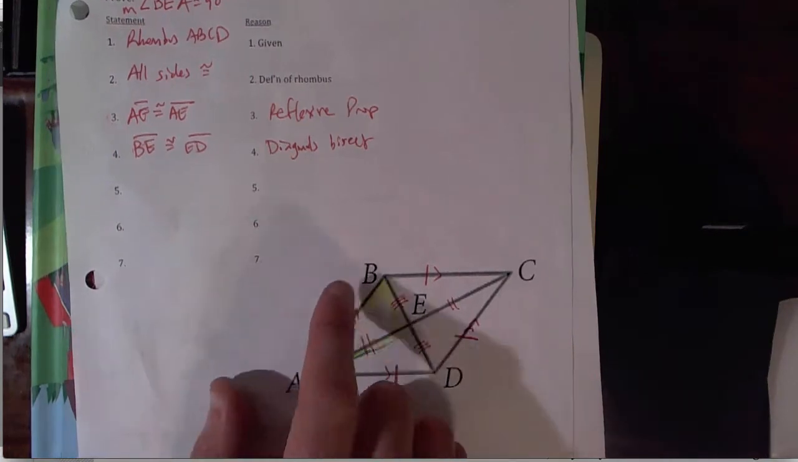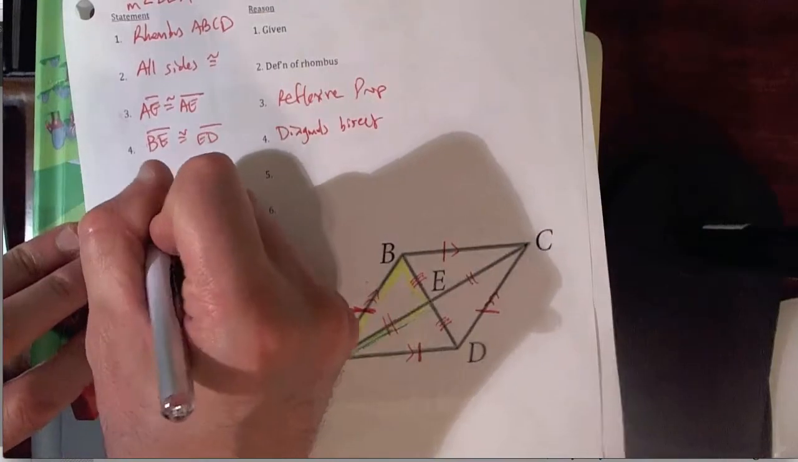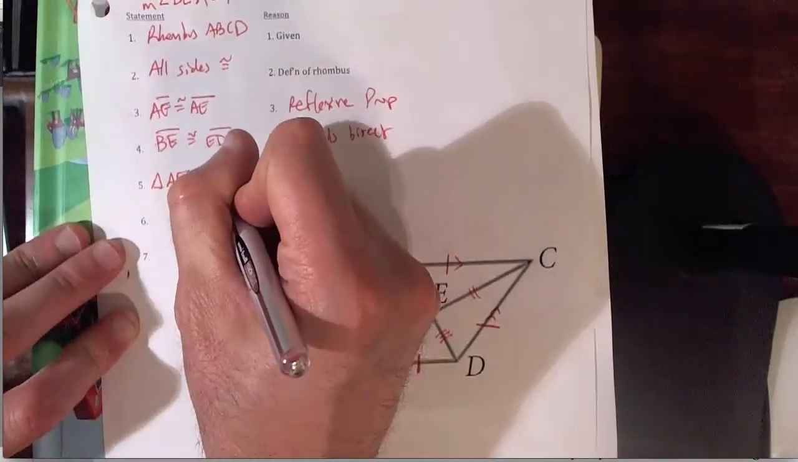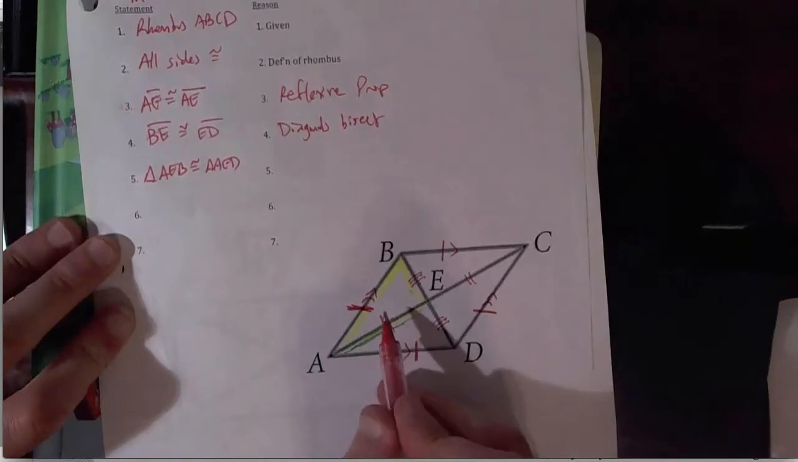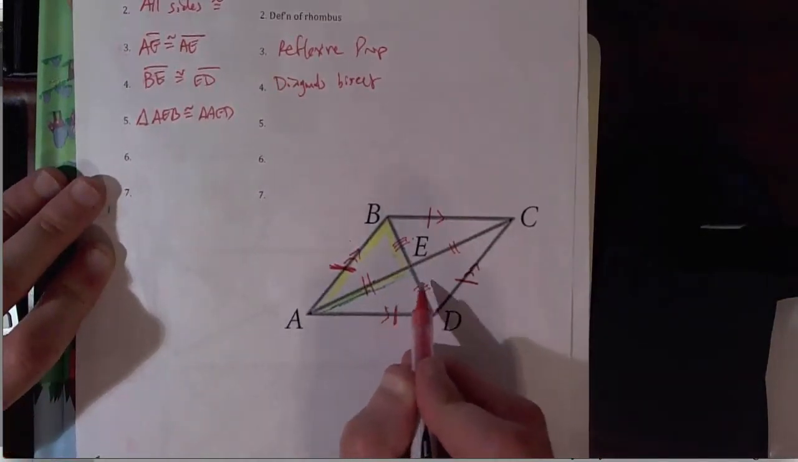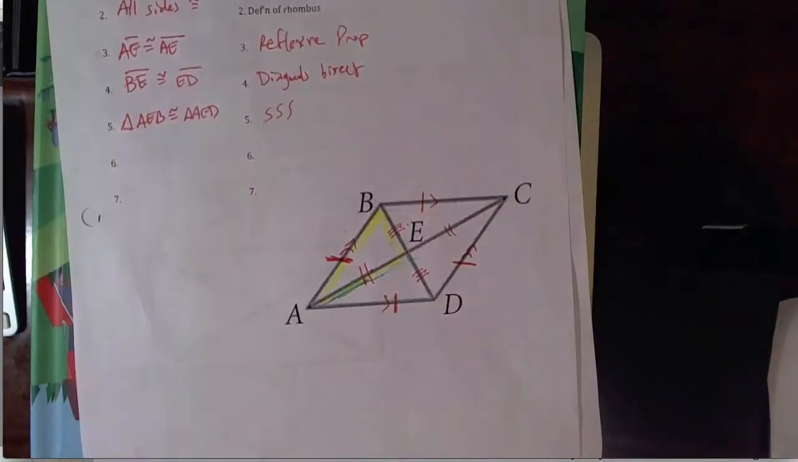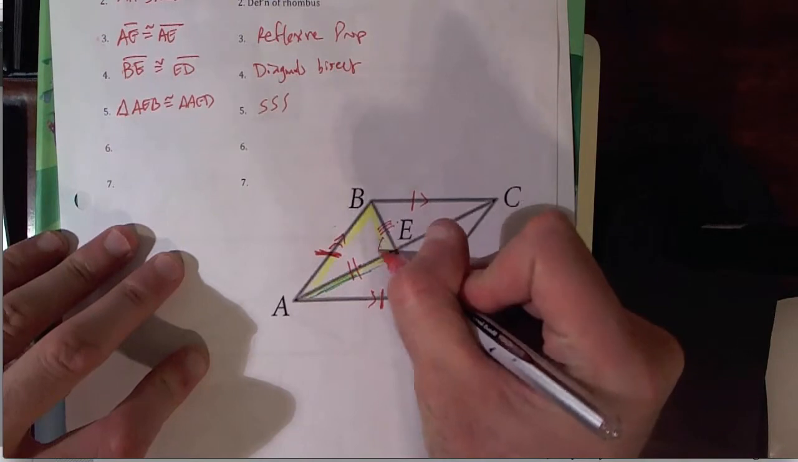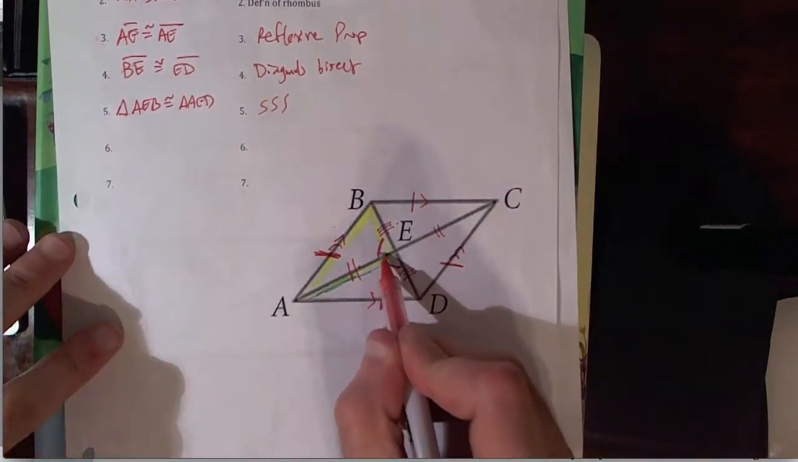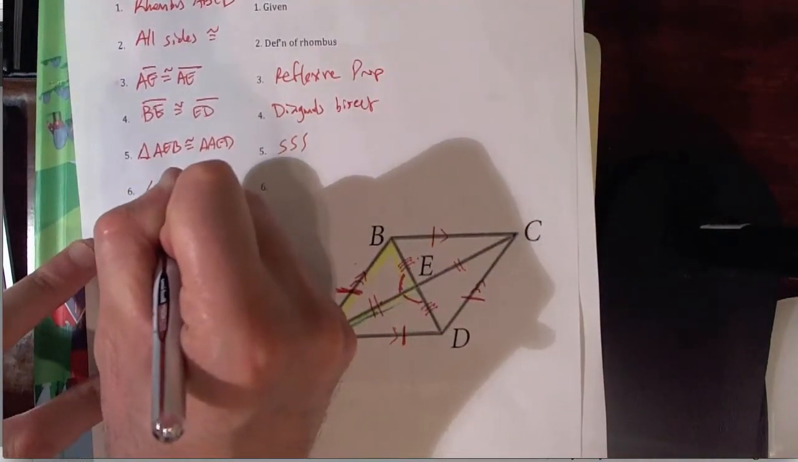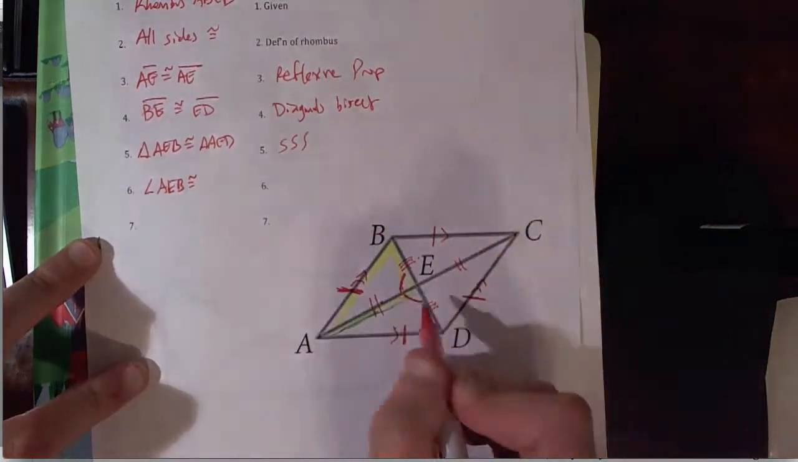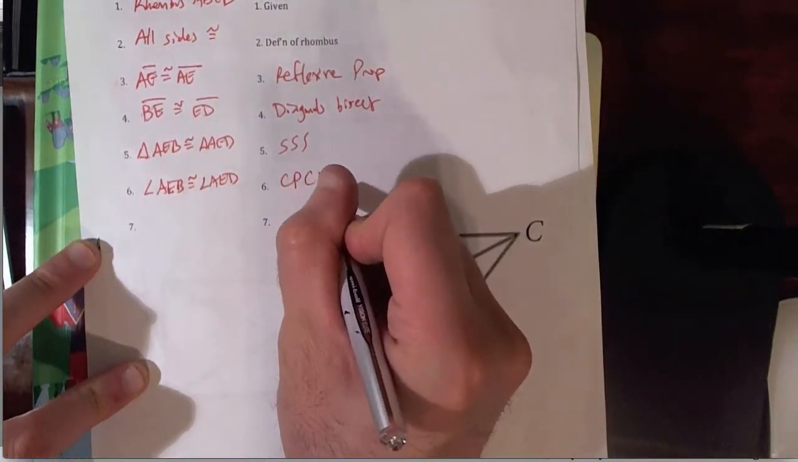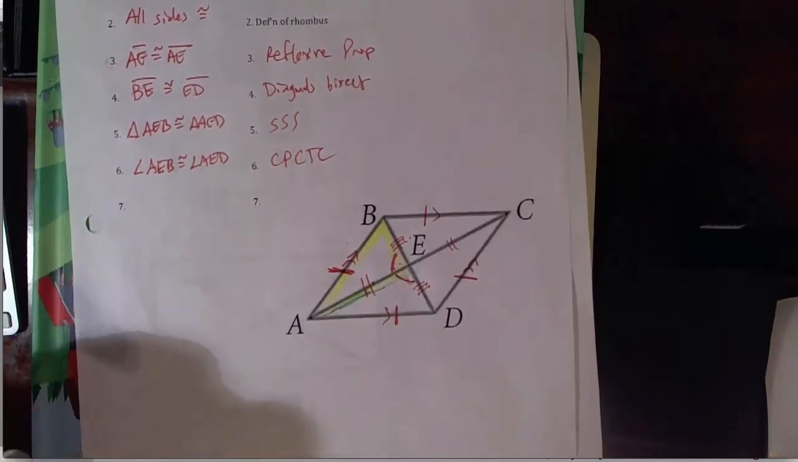And so by doing that, I can prove these two triangles congruent. So I can say triangle AEB is congruent to triangle AED by SSS, right? SSS. Okay, now that I've proven the triangles congruent, I can say all the parts are congruent, including this right here. So I can say angle AEB is congruent to angle AED. Right, that's CPCTC. Corresponding parts of congruent triangles are congruent.